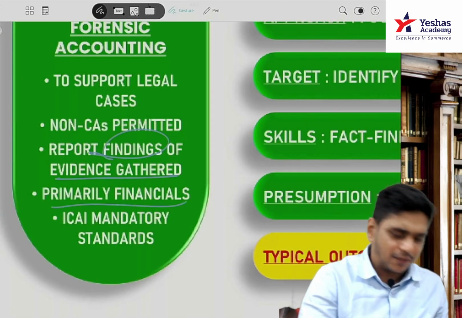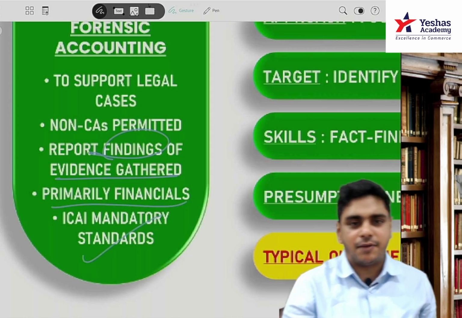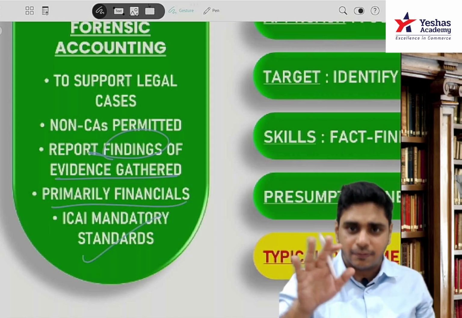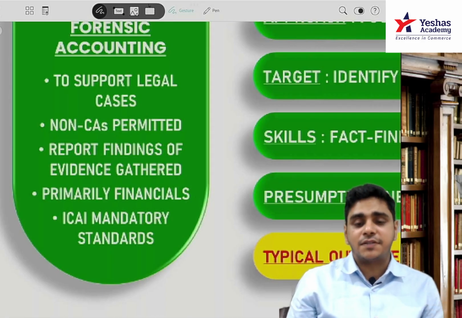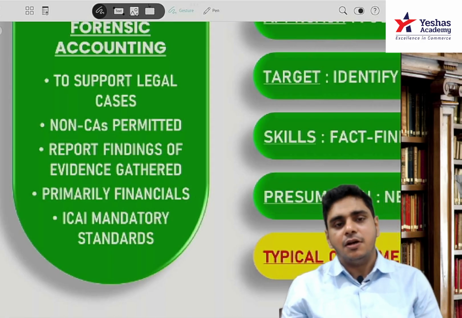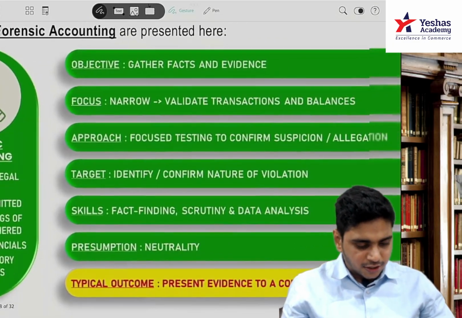It is basically for financial fraud, and ICAI has mandated those standards, which are not in our syllabus. It is not called audit standards. It is called FAIS, Forensic Accounting and Investigation Standards. Forensic Accounting and Investigation Standards.